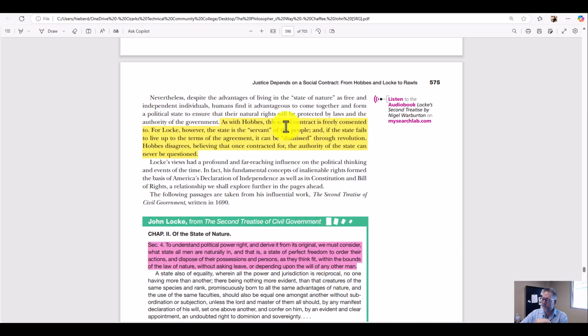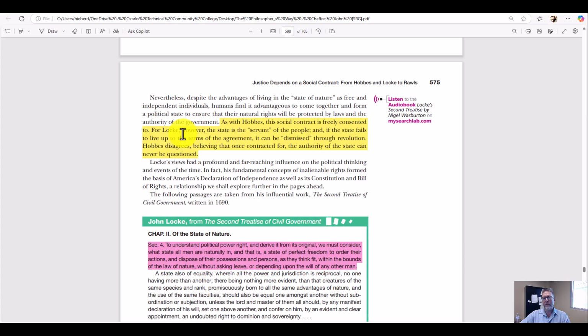As with Hobbes, the social contract is freely consented to, right? So in the state of nature, no one's forcing us to sign this social contract. We do that on our own. And why do we do that on our own? Well, because life in the state of nature is just so horrible, right? It's solitary, poor, nasty, brutish, and short, according to Hobbes.